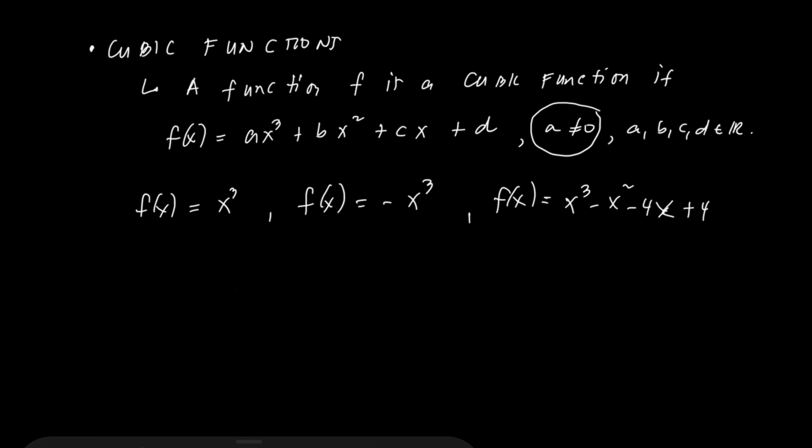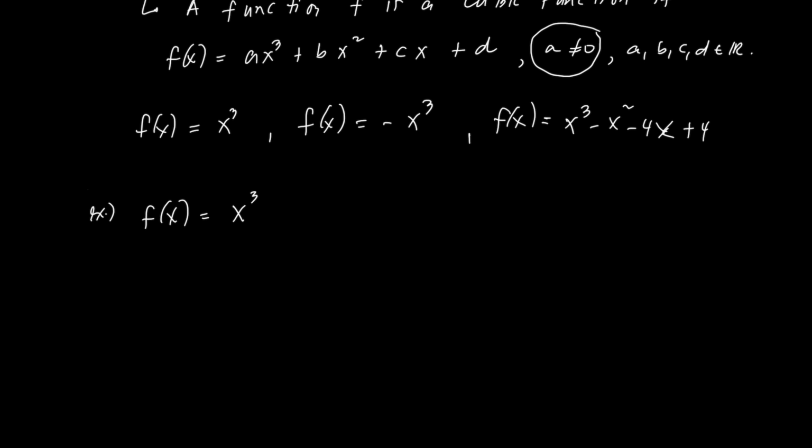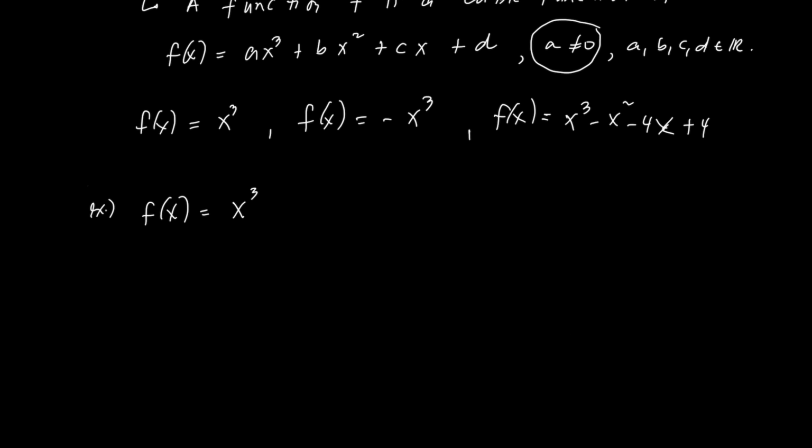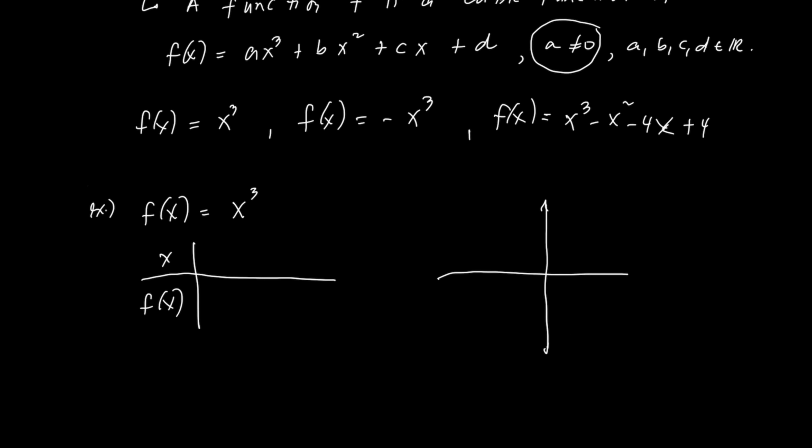Let's graph first our first example, the most basic cubic function, which is f of x is equal to x cubed. We can use the tabular method here, meaning we can just choose random values of x and solve for f of x so that we could have ordered pairs in the rectangular coordinate system. This is our x and this is our y, and that is our RCS. So if x is 0, solve for f of x, that's also 0.